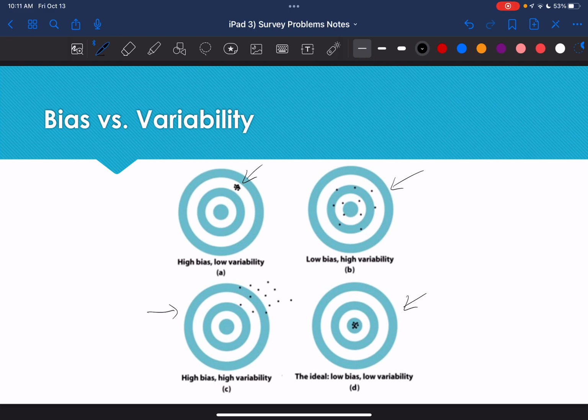So we need to find methods that decrease our variability, and we need to find sampling methods that decrease our bias as well, and make sure our questions are worded well so that we're getting the actual information that we want.